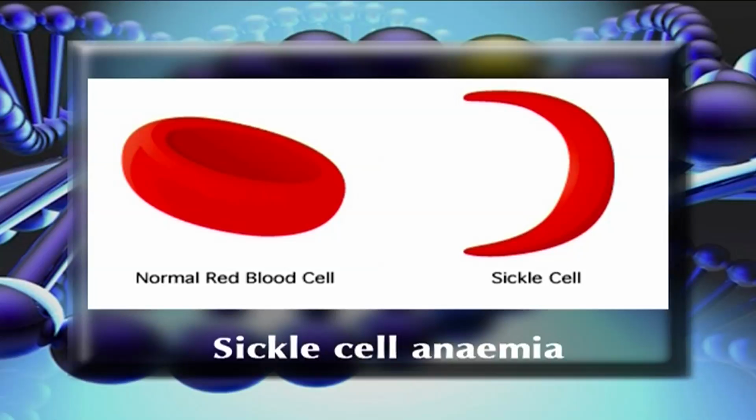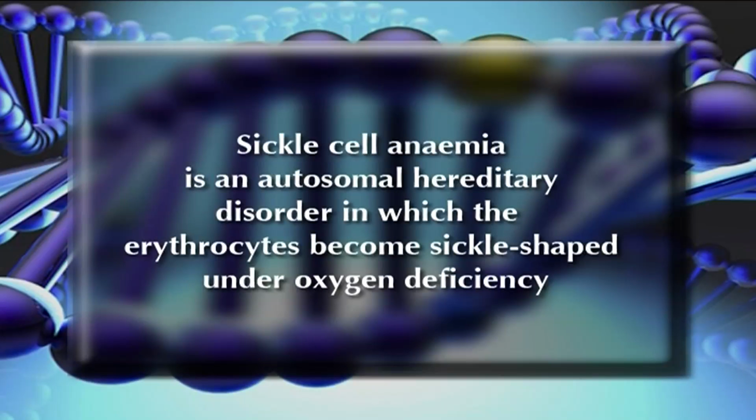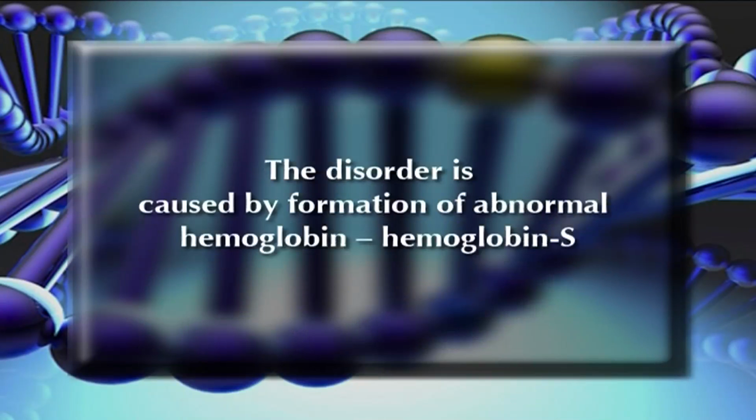Sickle cell anemia. Sickle cell anemia is an autosomal hereditary disorder in which the erythrocytes become sickle-shaped under oxygen deficiency. The disorder is caused by the formation of abnormal hemoglobin, hemoglobin S.